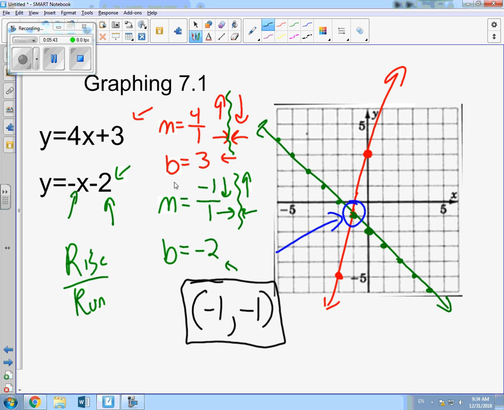Sometimes it might not be y equals mx plus b, so the best thing to do is move it over to make it y equals mx plus b. And sometimes we might have y equals something or x equals something. I'll go over that in class. Nothing else I can think of that's pertinent right now. So this is graphing 7.1, system of equations.